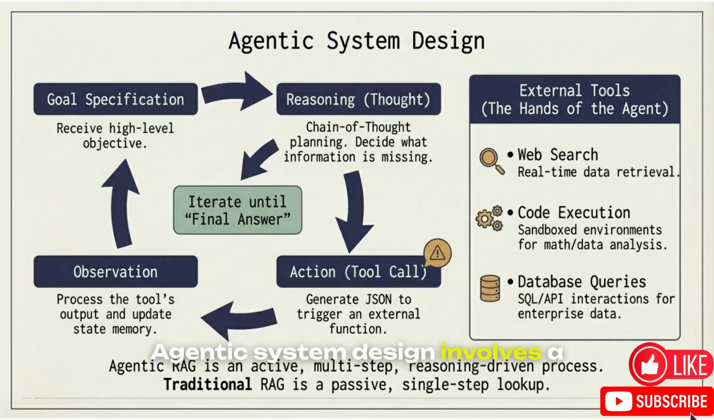Agentic system design involves a continuous loop. Goal specification leads to reasoning, which triggers an action via a tool call. The observation processes the output, updates memory, and leads to iteration until the final answer. External tools like web search or database queries are essential for agents.